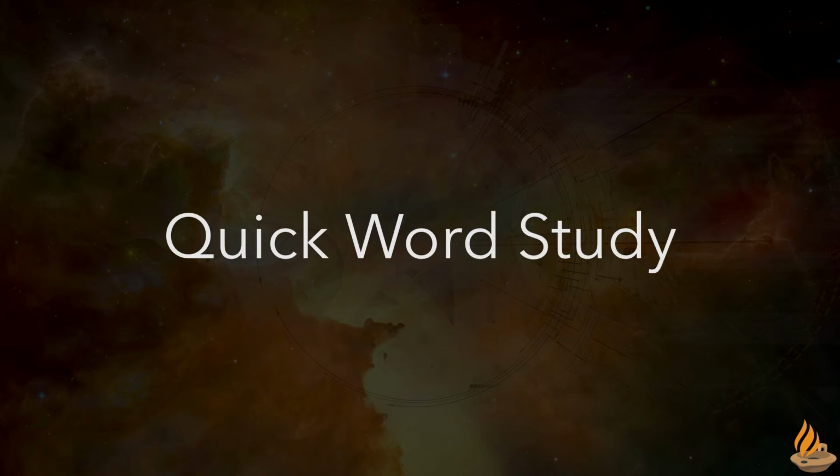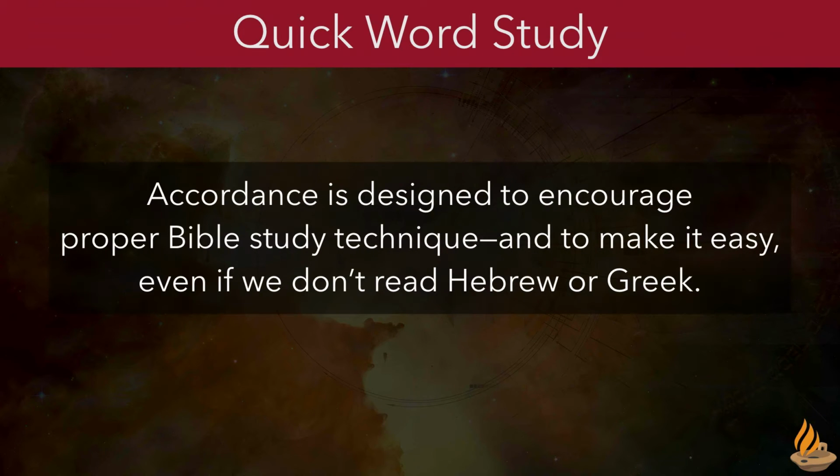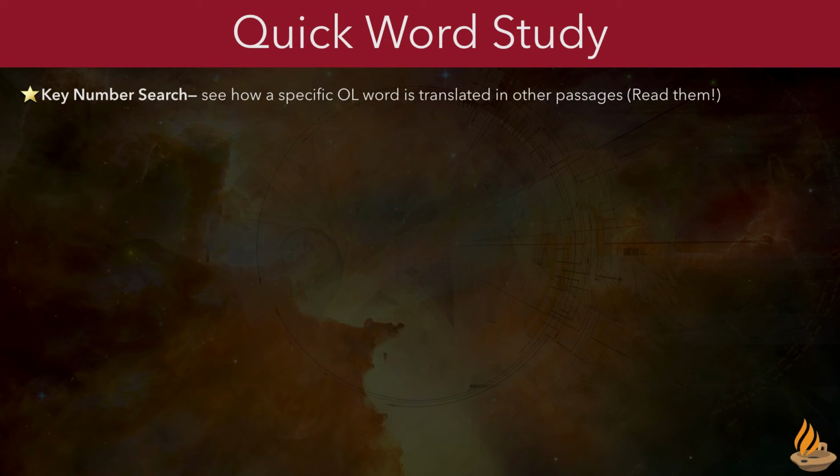Quick word study. Accordance is designed to encourage proper Bible study technique and to make it easy even if we don't read Hebrew or Greek. Here are 5 different features that allow us to study a word quickly. The key number search searches for a single original language word so we can see how it's translated in other passages. All we have to do is to read the passages after we've searched, where the translated word will be highlighted. Secondly, Accordance's analytics provides different ways to analyze those search results.